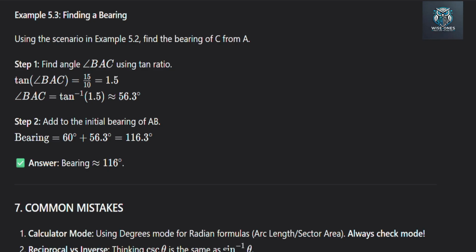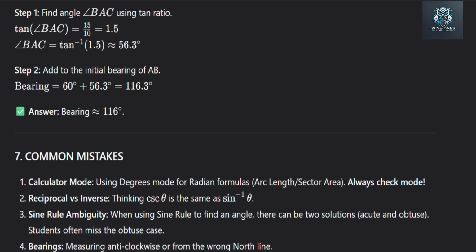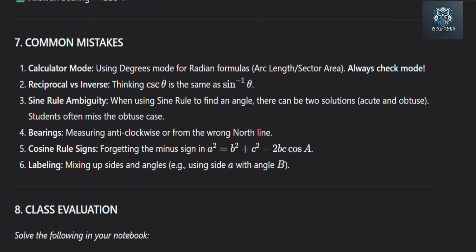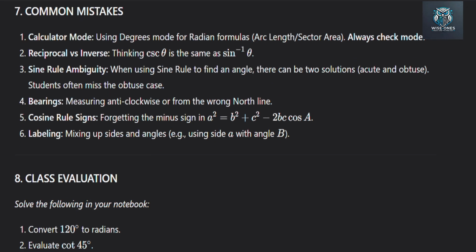Step 2. Add to the initial bearing of AB. The bearing of AB was 060 degrees. We add the angle we just found. Bearing equals 60 degrees plus 56.3 degrees, which equals 116.3 degrees. Answer: bearing is approximately 116 degrees. Always write bearings as 3 figures. So, 116, not just 116. Now, I want to warn you about common mistakes.